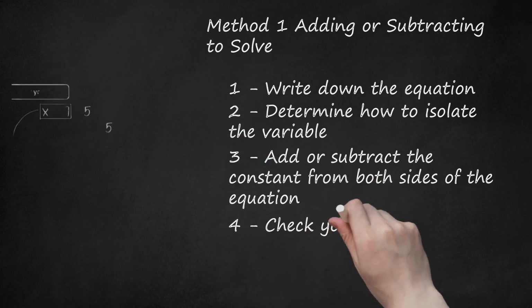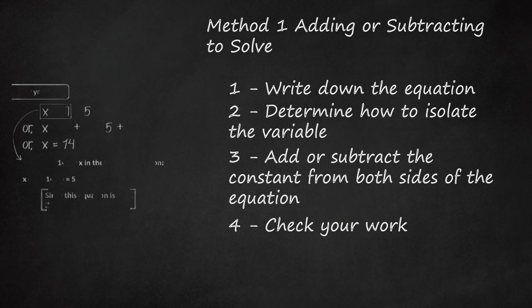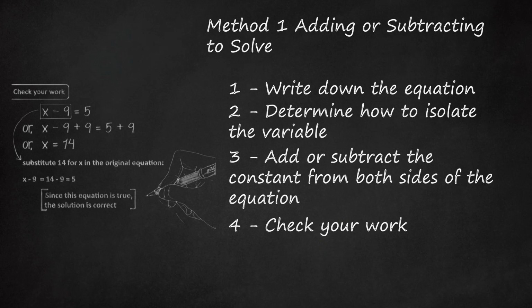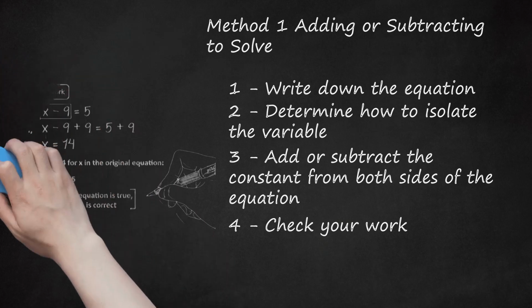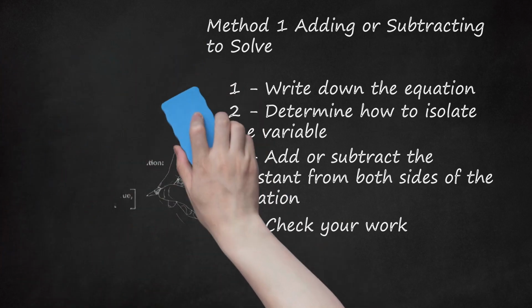4. Check your work. To make sure your solution is correct, plug the value of x into the original equation. If the equation is true, your solution is correct. For example, if you found that x equals 14, substitute 14 for x in the original equation: 14 minus 9 equals 5. Since this equation is true, your solution is correct.